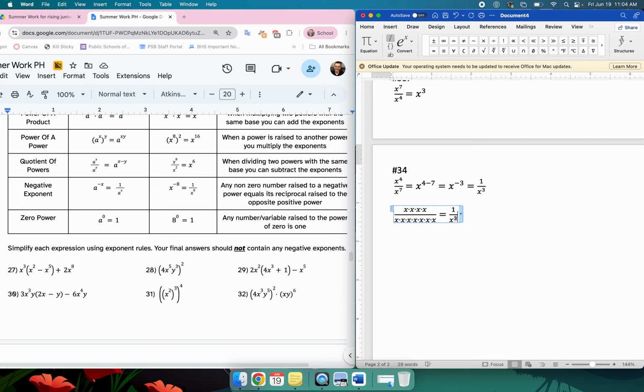So I find that sometimes when you're manipulating expressions like this, instead of dealing with negative exponents, it can be a little easier to just say to yourself, okay, stuff is canceling.